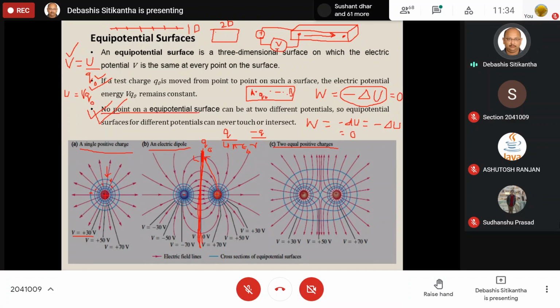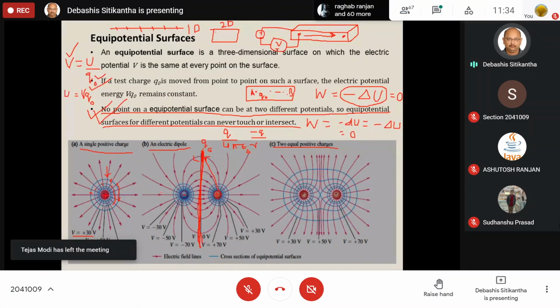No point on an equipotential surface can be at two different potentials. Okay, that is well and good, we have already studied that. So the next part is important. Equipotential surfaces for different potentials can never intersect each other. Or in other words, if I have two equipotential surfaces maintained at two different potentials, suppose this one is maintained at 30 volt and this one at 50 volt, obviously they can never intersect each other.